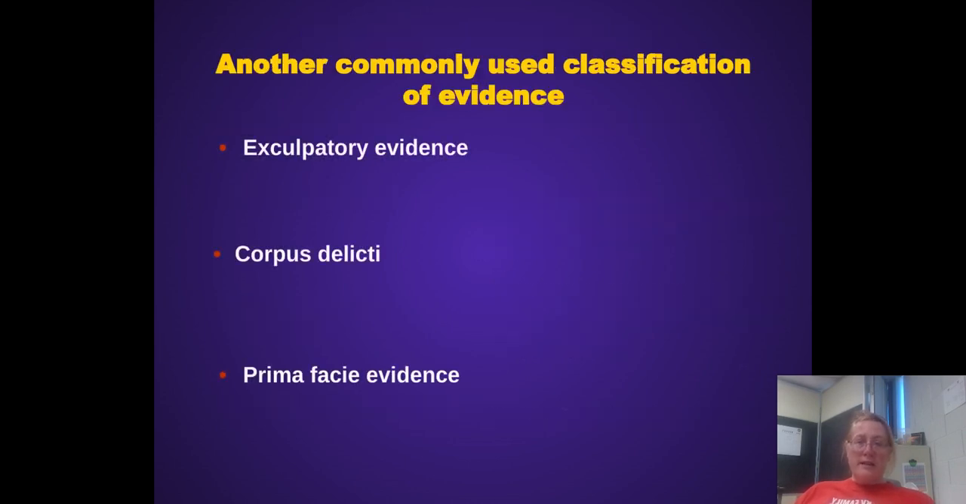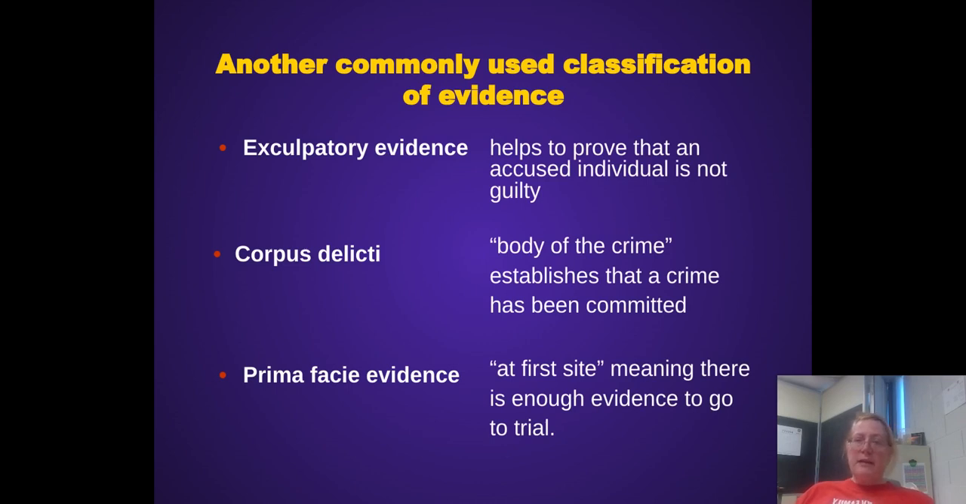Other words that you're going to see, maybe you've heard of some of them: exculpatory evidence. This proves that the individual is not guilty of the crime. For example, the person was in the restaurant with two other people and the waiter remembers them. Corpus delicti is the body of the crime, and this is going to be used in court. In the case of someone that's gone missing, if we can't prove that the person's dead, that's right where corpus delicti comes in.